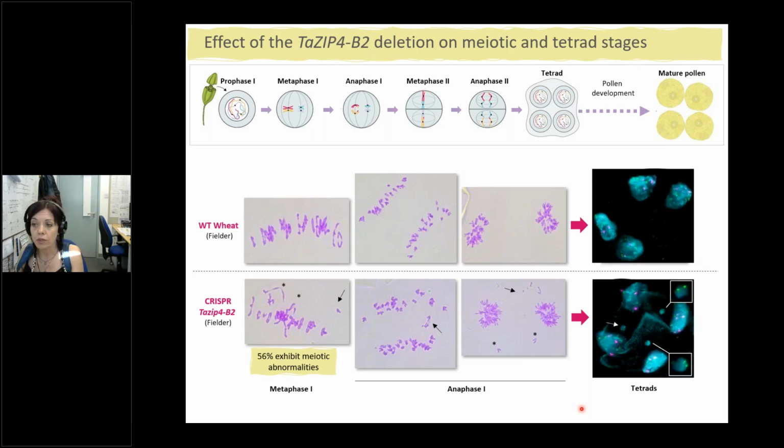I also used FISH, fluorescence in situ hybridization, to label some specific chromosomes and check whether they were always the same ones involved in the formation of these micronuclei, but this wasn't the case.